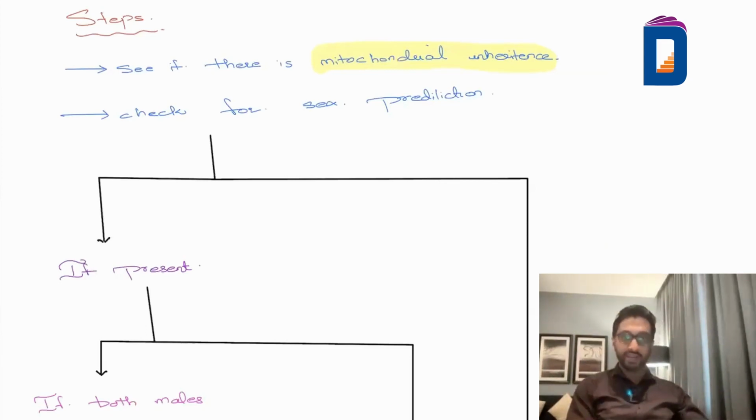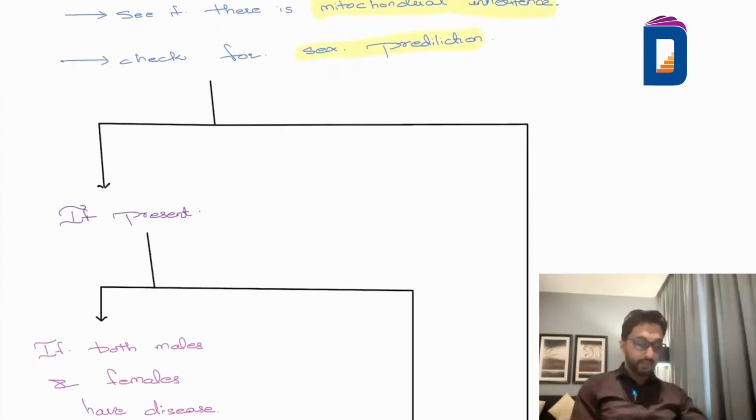But what is really problematic for you all is whether it's X-linked or autosomal. So the next step, this is the order you have to follow. The next step is to check if there is any sex predilection or not. I'll tell you how to check for sex predilection later on. But the second thing you have to do is see if there is sex predilection or not. Now, if there is a sex predilection present, hope you're able to follow.